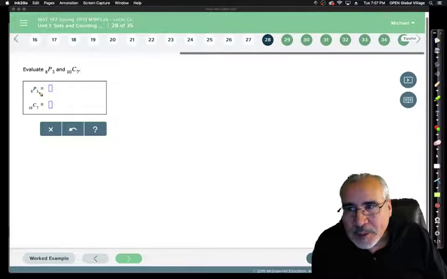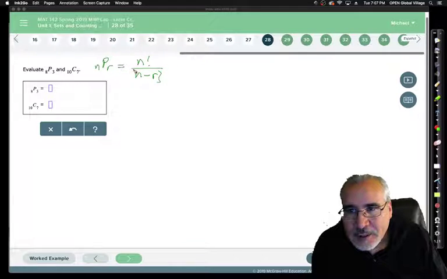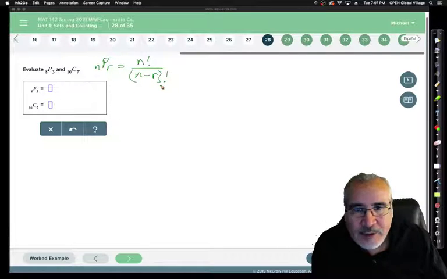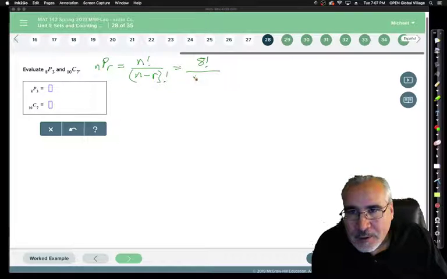So permutation. The formula is nPr, and that's going to be n factorial over n minus r factorial, and then we reduce it as we see fit. So the first one is 8, 3. So n is 8, r is 3. So it's going to be 8 factorial over 8 minus 3 factorial, which gives us 8 factorial over 5 factorial.